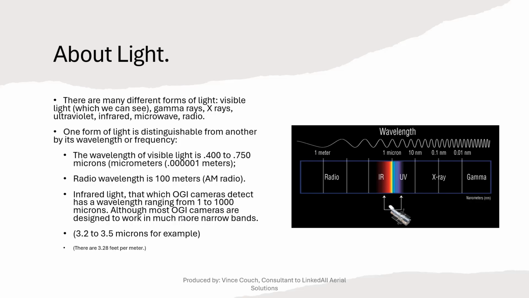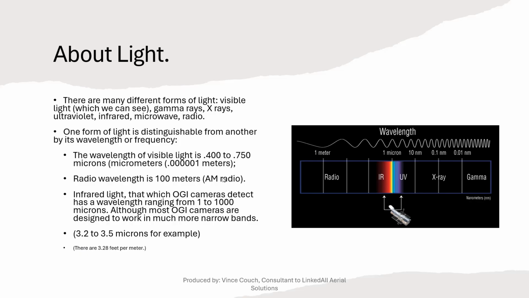Infrared, which is what an OGI camera senses, is between 1 and 1,000 microns. The cameras that we use to detect methane and other gases are typically sensitive to 3.2 to 3.5 microns.